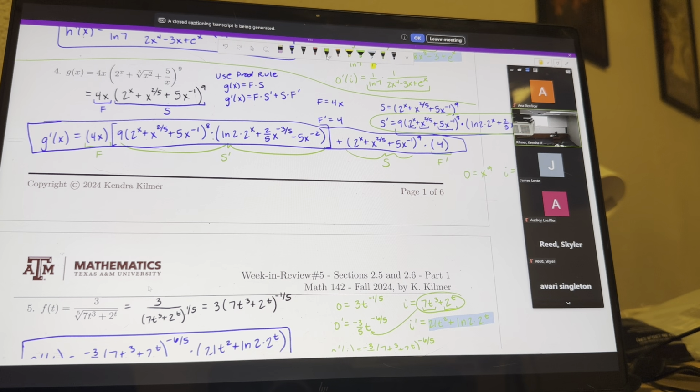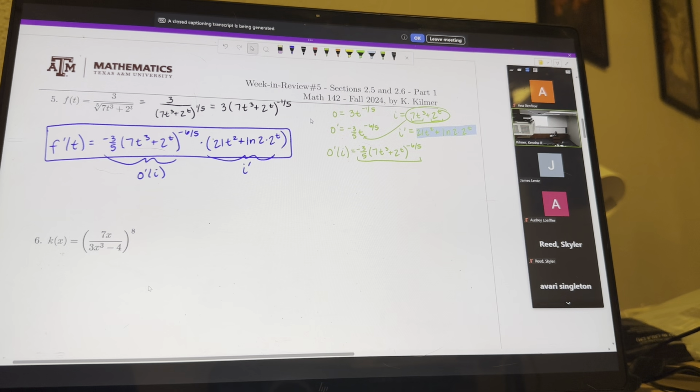Any other questions? Okay. All right, so let's look at number 6. If we try to verbalize what it is we're dealing with, what is my big picture here? What am I dealing with? Okay, so I'm dealing with the quotient rule and the chain rule. But the question is, where do I start? Are we going to start with the quotient rule? Are we going to start with the chain rule?